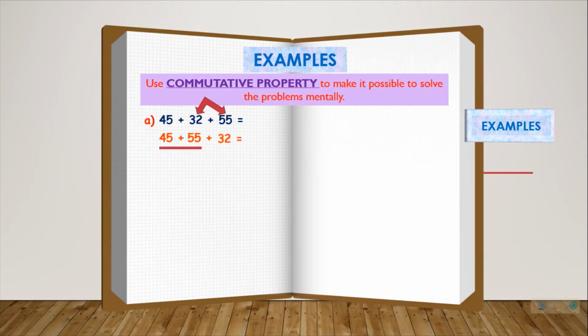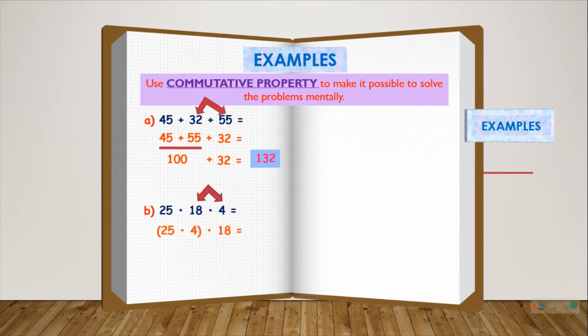Then, pagsasamahin natin si 45 at saka si 55, magtototal siya ng 100 plus 32. So, mas madali na siyang bilangin. So, 100 plus 32 is equal to 120. So, mas madali siyang kahit mag-add ka lang mentally, hindi ka nagagamit ng calculator. Next, si B. So, pwede nating pagpalitin si 18 at saka si 4.